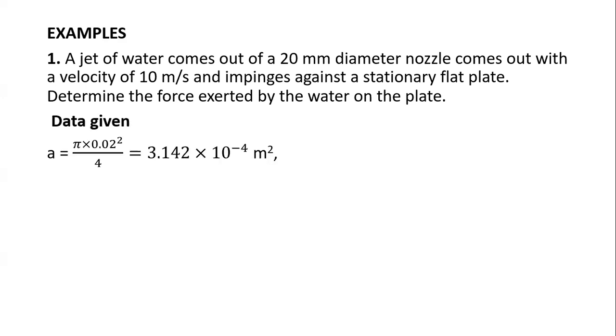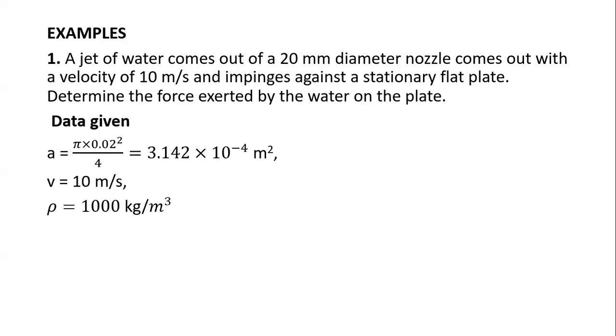So the information given, first is the diameter of the jet, which gives the area, pi times 0.02 squared over 4. We get 3.142 by 10 power negative 4. Velocity, we thought the velocity is 10 meters per second. Density, 1000 kg per cubic meter. That's all. This density, the 1000 kg per cubic meter, is because this is water.